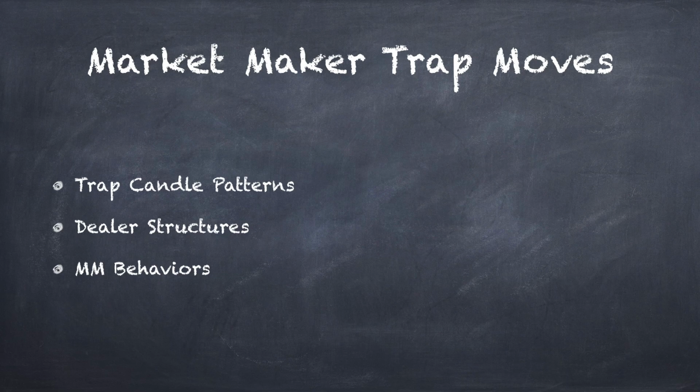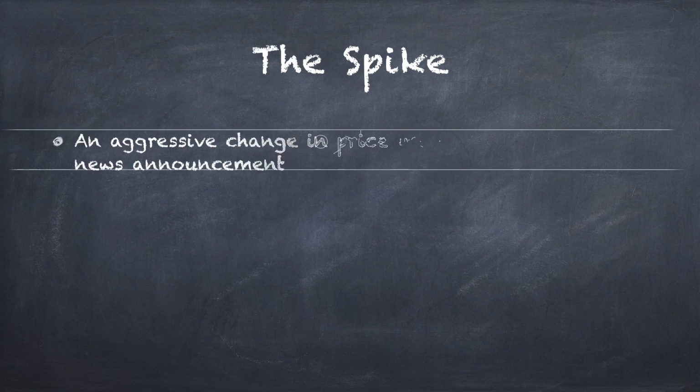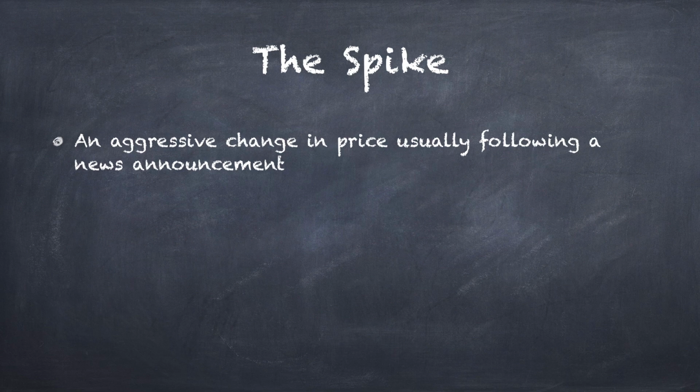So the first thing we're going to talk about is the spike. So what is the spike? How do we define the spike? What does it do? What does it entail, right? So basically, it's an aggressive change in price, usually following a news event or a news announcement, right? So 8:30 news that comes along, 2 p.m. FOMC news, right? It's a spike that happens usually following the news events.